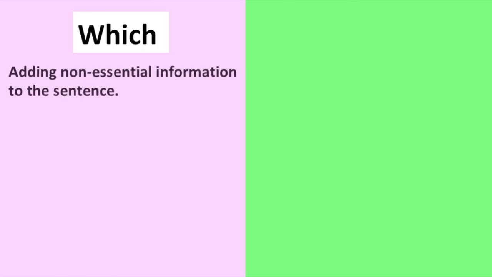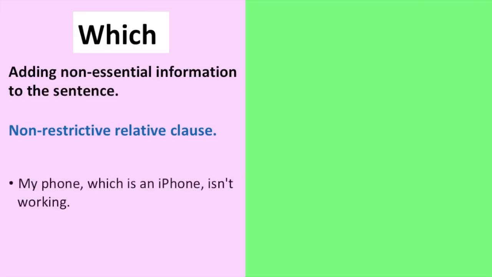Which. Which is used when adding non-essential information to the sentence. We use this in a non-restrictive relative clause. The information isn't required to understand the noun or the meaning of the sentence, so it's extra information. For example, my phone, which is an iPhone, isn't working.